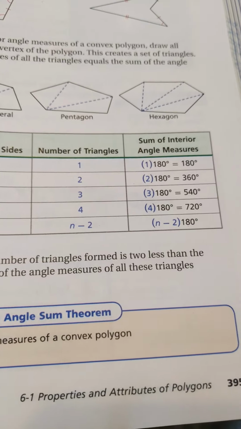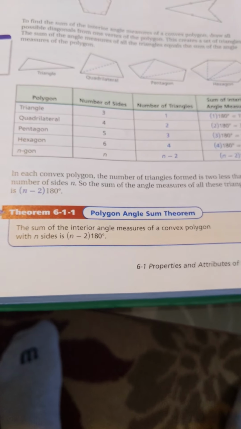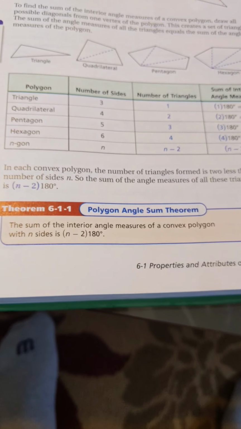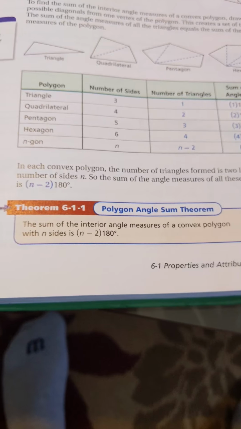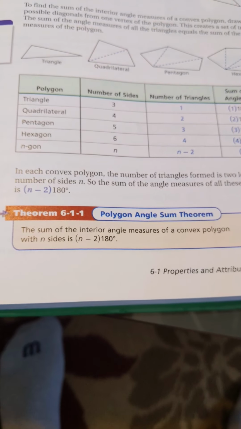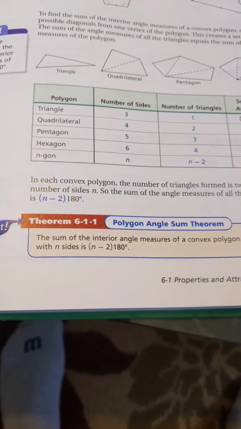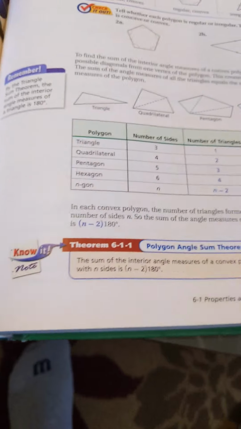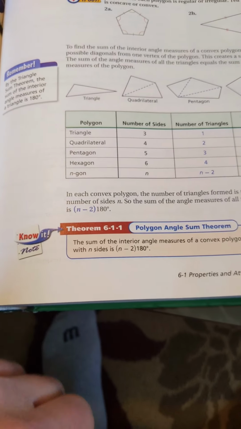It gives you this chart that you can follow along with, and then provides you the polygon angle sum theorem. The sum of the interior angle measures of a convex polygon with n sides is (n minus 2) times 180. That's a very important formula you're going to want to jot down. It'll also aid you in questions 10 through 13 on your 6.1 homework assignment. Questions 10 through 13.